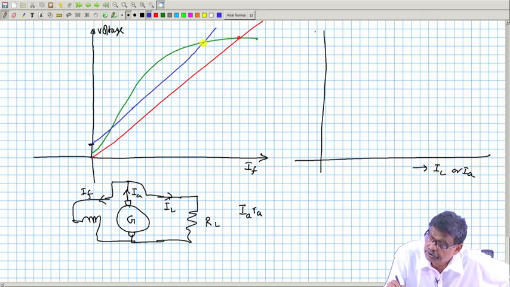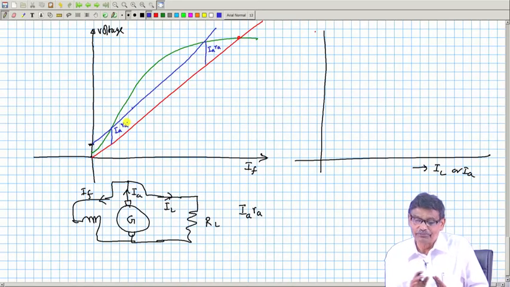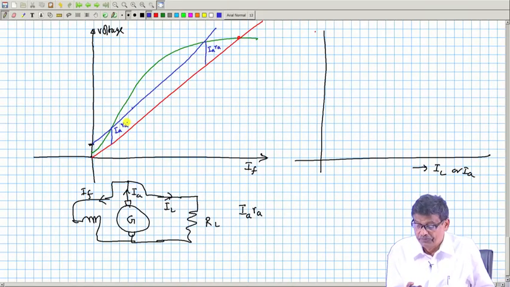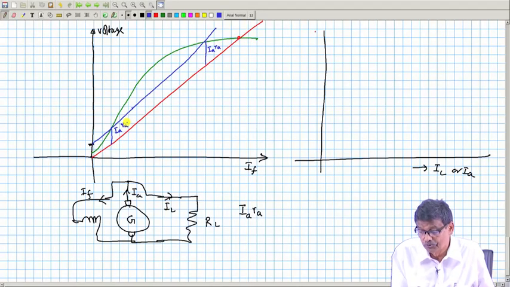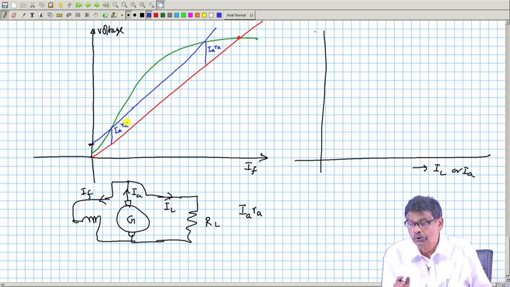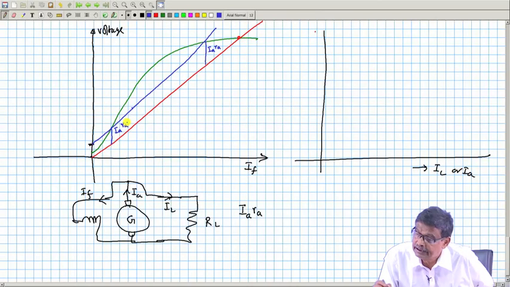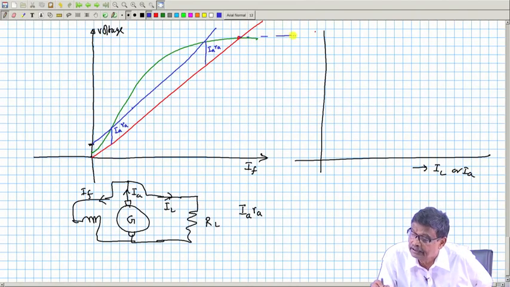Then I am sure this length is IA RA, and this length too is IA RA. Then I am absolutely clear that if you say the armature is delivering so much current, then I will tell that it can do so at 2 terminal voltages.